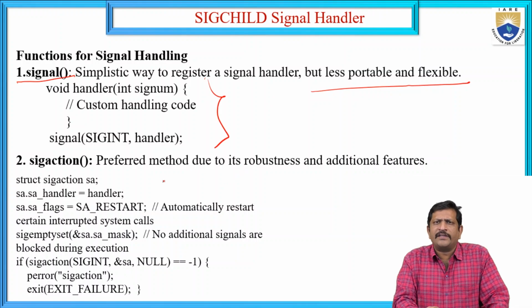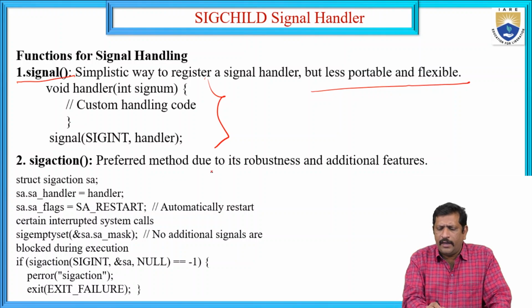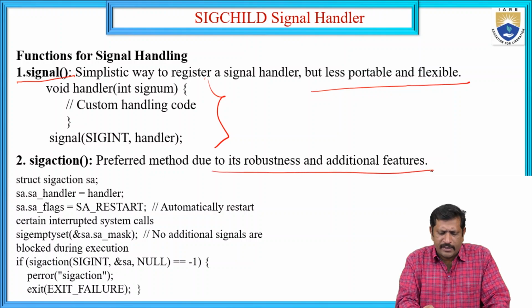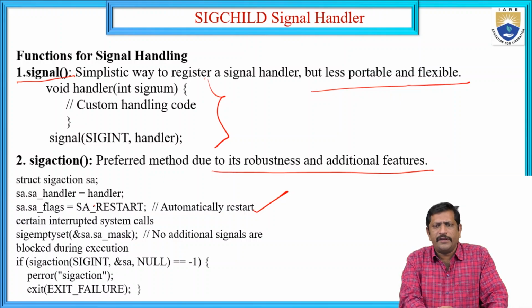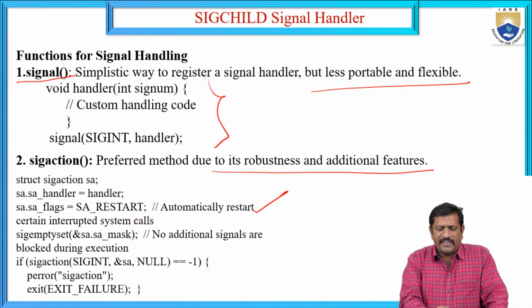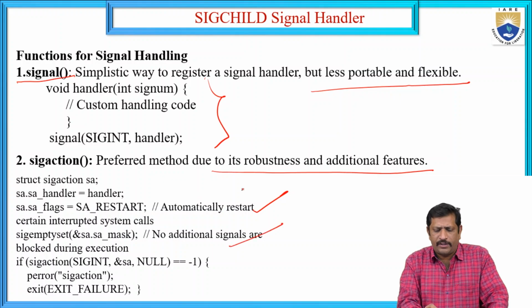sigaction is the preferred method because of its robustness and additional features. This is the code for it. struct sigaction sa declaration. Now automatically restarting: sa_flags is assigned SA_RESTART, which restarts certain interrupted system calls. The signal set is empty, so no additional signals are sent during the execution.